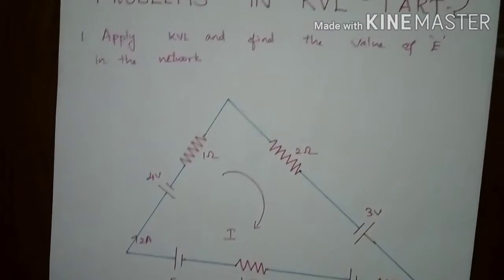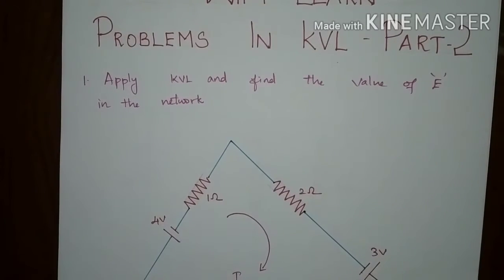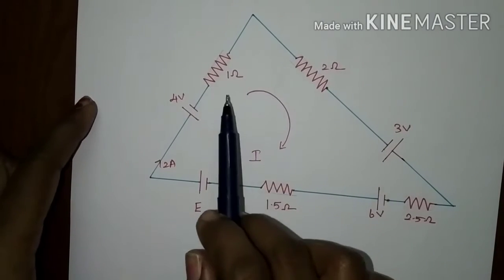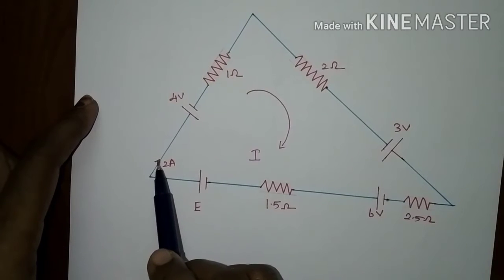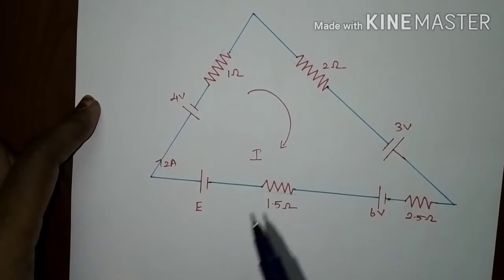Apply KVL and find the value of E, the energy source in the network. Here the branches are connected in a delta shape. The current is flowing in the clockwise direction, and the value of current given here is 2 ampere. And we can apply KVL.